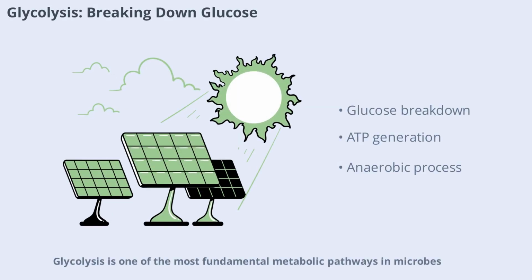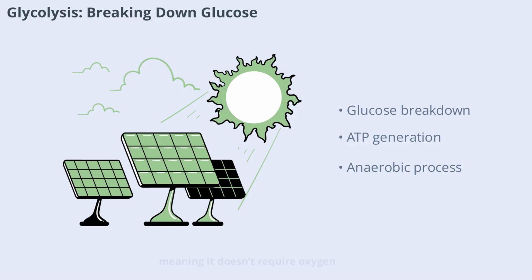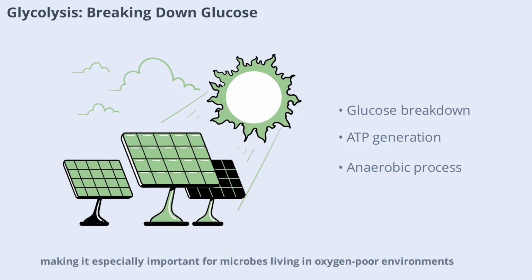Glycolysis is one of the most fundamental metabolic pathways in microbes. It involves the breakdown of glucose, a simple sugar, into pyruvate, generating ATP and NADH in the process. This pathway is anaerobic, meaning it doesn't require oxygen, making it especially important for microbes living in oxygen-poor environments. Glycolysis is the starting point for many other metabolic processes.